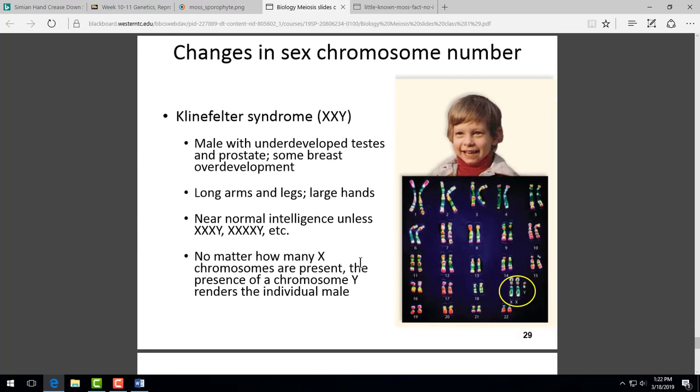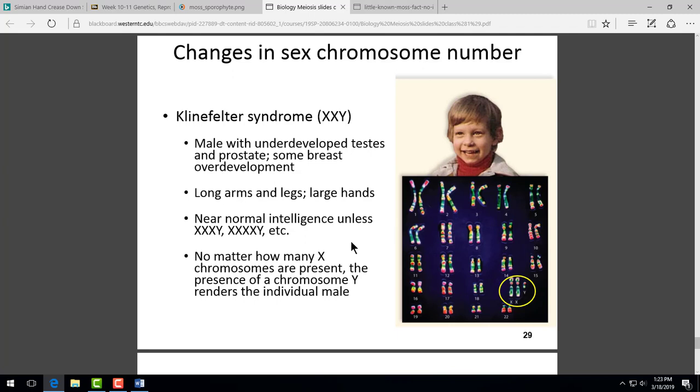Klinefelter syndrome is where you get the Y to make the boy part of the DNA, right? But then there's 2 X's, and that extra X causes problems with development. So because of that extra X, you have a little bit more female characteristics. So they're not fully male. So they'll have underdeveloped testes, a little bit of breast development, long arms and legs, large hands. If you think about it, some of your basketball players have Klinefelter syndrome.